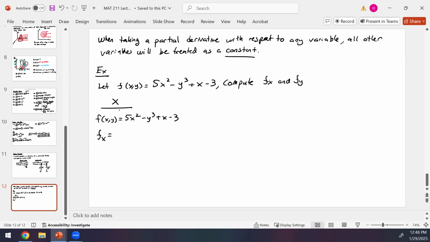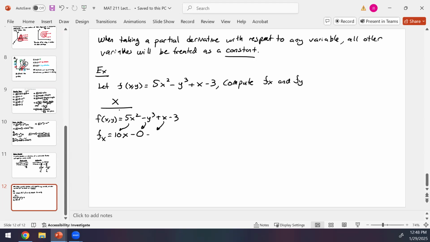So I ask myself, does it have an x? Yes. Okay, now I take the derivative normally. So I bring down the 2 and I get 10x, right? So 10x. Then I say, does the next term have an x? And I see, nope. So then it's just going to be minus 0. It just basically disappears, right? And then I go to the next term.